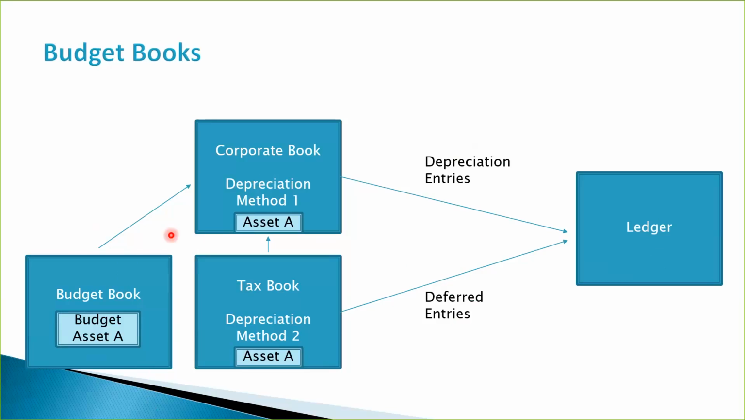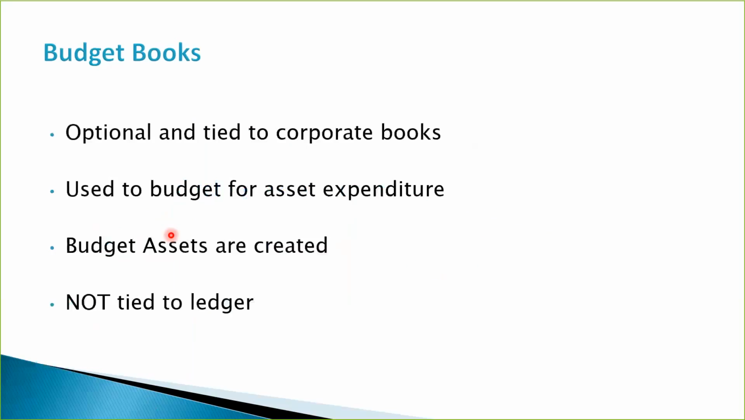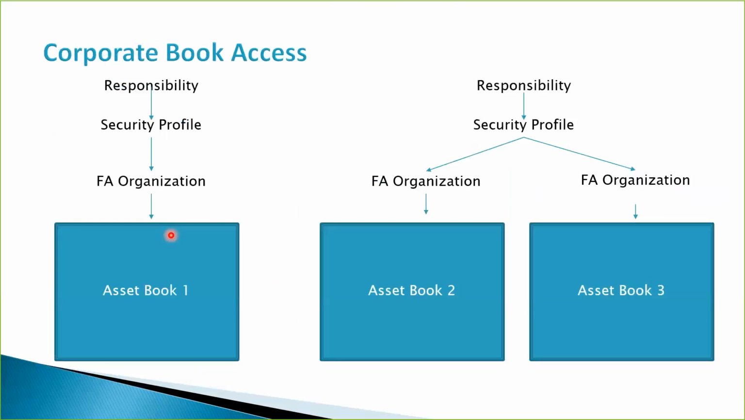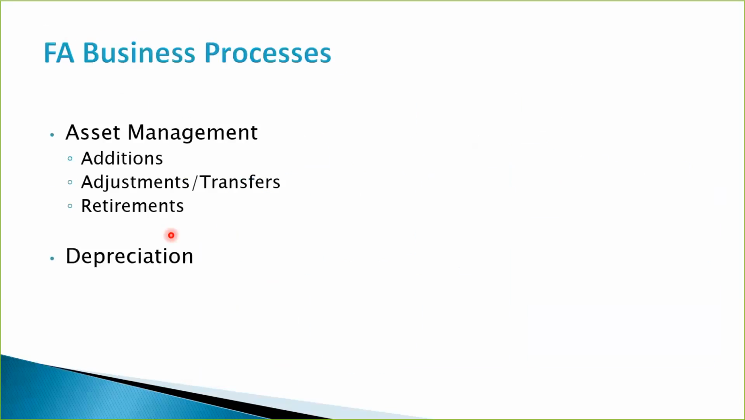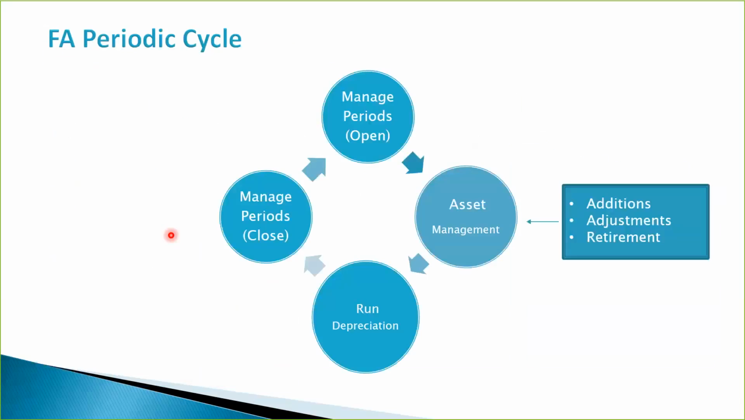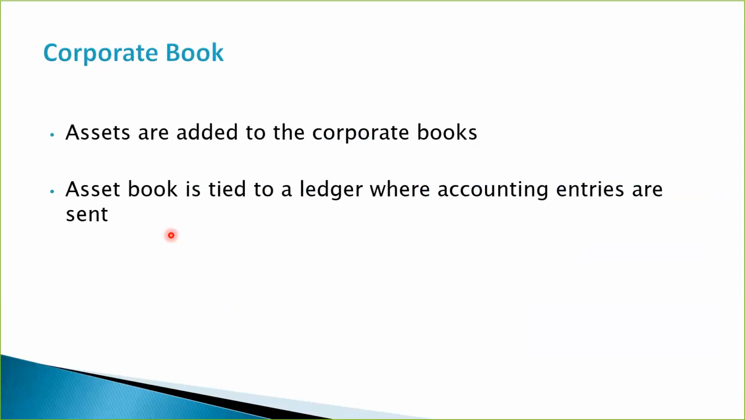So we have covered the agenda that we had for this session. In this session, you should have understood the FA business processes, what each one of them is, at least at a high level, and where they fall in the periodic cycle. And you should also now understand what the corporate book, the tax book, and the budget books are, what their peculiarities are, their differences, right? How they work, what the purposes are, okay?